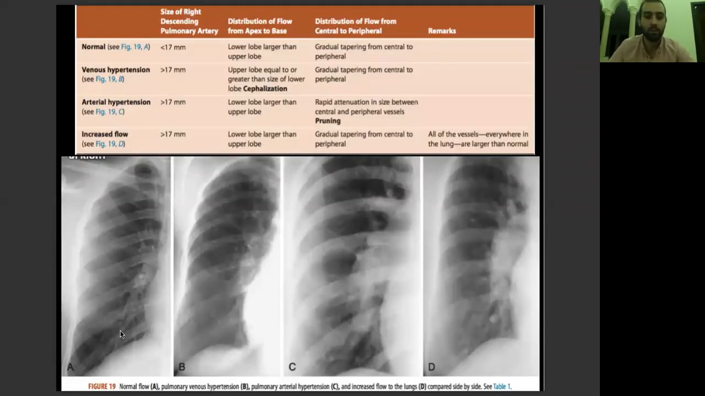Okay, small summary. Normal case of venous hypertension with cephalization, increase in the apical artery vessel size. Here we have arterial hypertension. We lose the gradual tapering, abrupt change in pulmonary vasculature size. And here we have an increased flow, such as in VSD, where we can see that the vessels everywhere are enlarged, with gradual tapering, the lower being thicker than the upper, greater in size than the upper pulmonary vasculature.